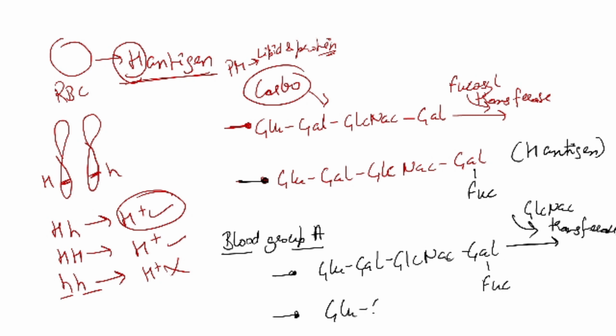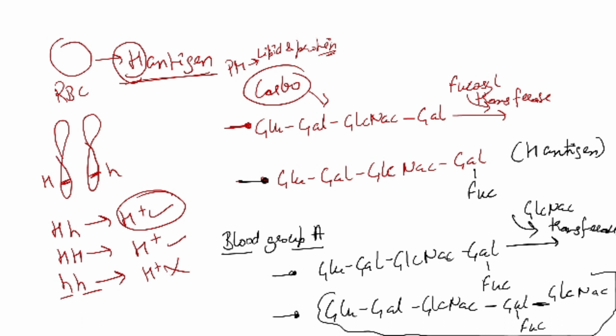So glucose, galactose, N-acetyl galactose, fucose, and then here will be attached an N-acetyl galactosamine. So in this case what will happen? This particular carbohydrate will be the blood group A. So if we want to make the A blood group, we need this sequence.